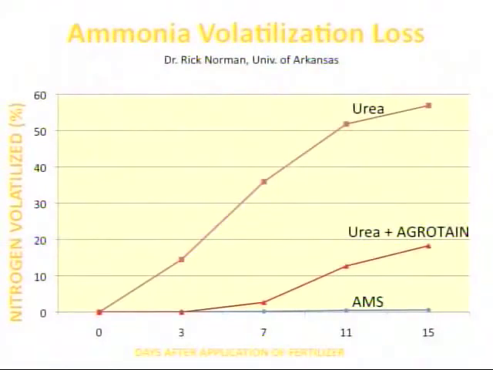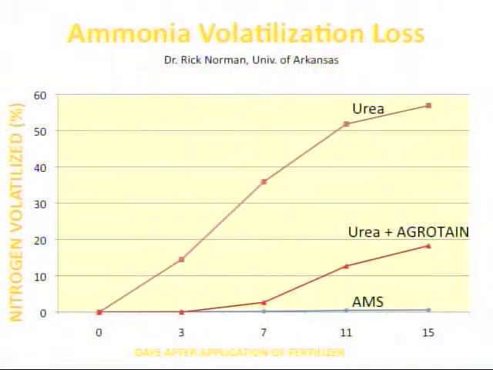And so one of the slides I most often start with when I talk about AGROTAIN is the first slide here. This is data that was collected by a colleague of mine, Dr. Rick Norman. Rick is at the University of Arkansas and does a lot of work in rice, where they have a lot of volatilization potential. And he also has a laboratory set up where he can do some volatilization type work. And this is what we're actually looking at in this graph.